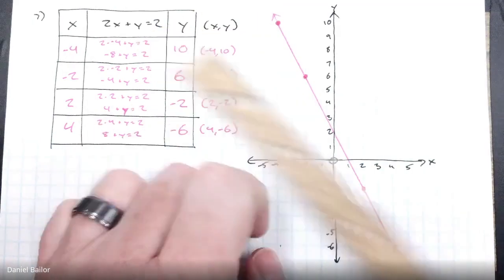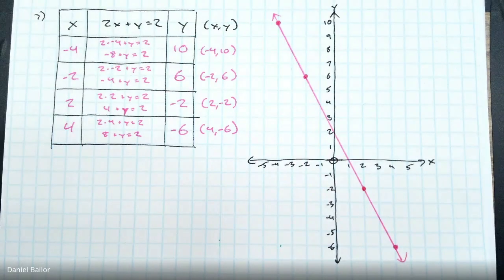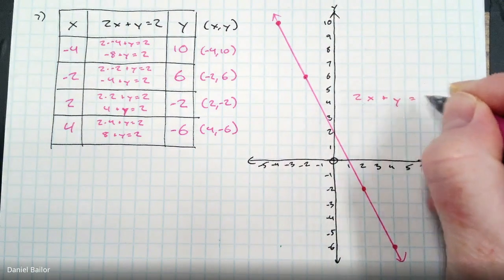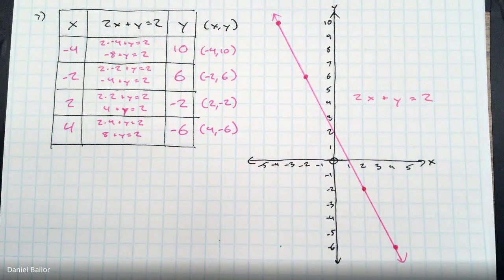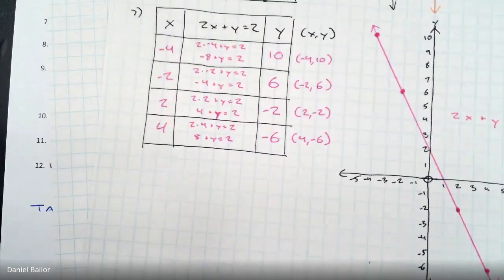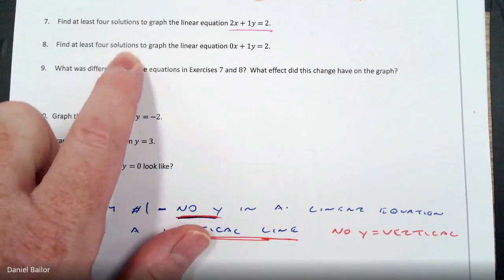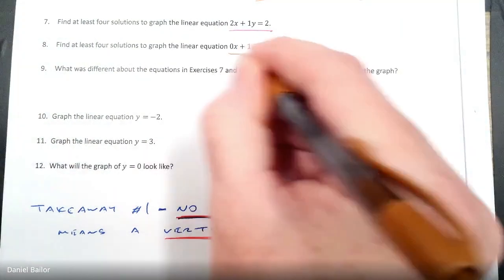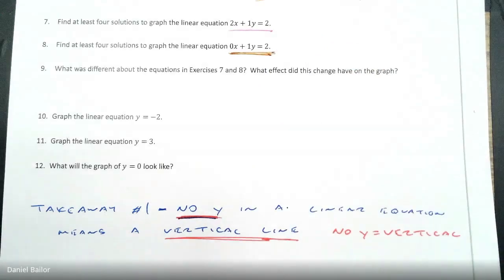There is the line I made. So that is the line for 2x plus y equals 2. Awesome. Let's now change it a little bit. Let's see what number 8 wants us to do. Number 8 is asking, find at least 4 solutions to graph the linear equation 0x plus 1y equals 2.